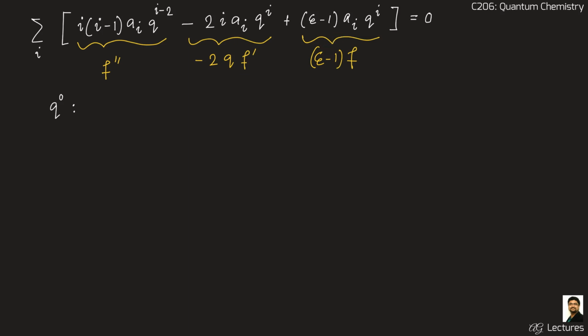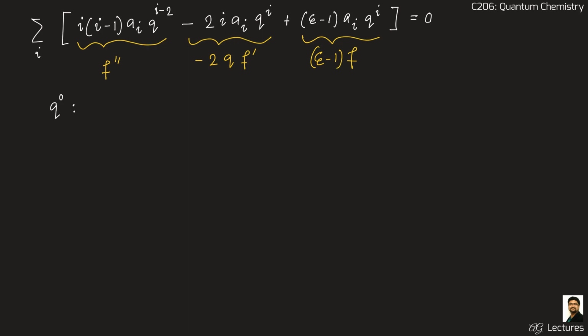So q to the power 0 will come from the first term when i equals 2, because that makes it q to the power 0. When i equals 2, this becomes a2, and this is 2 times 1. So I'll write it as 1 times 2 a2, and that is one coefficient corresponding to q to the power 0.